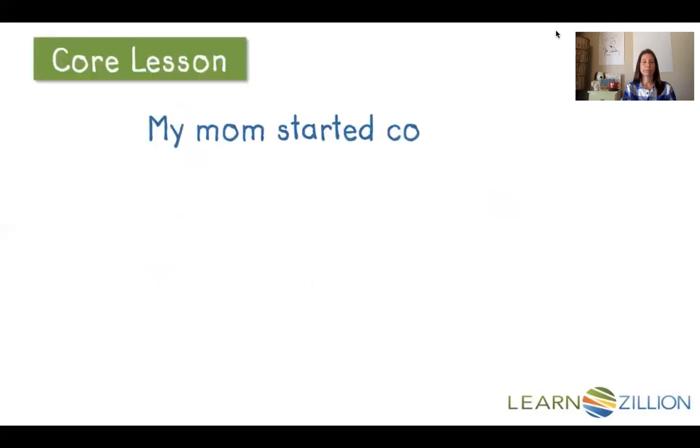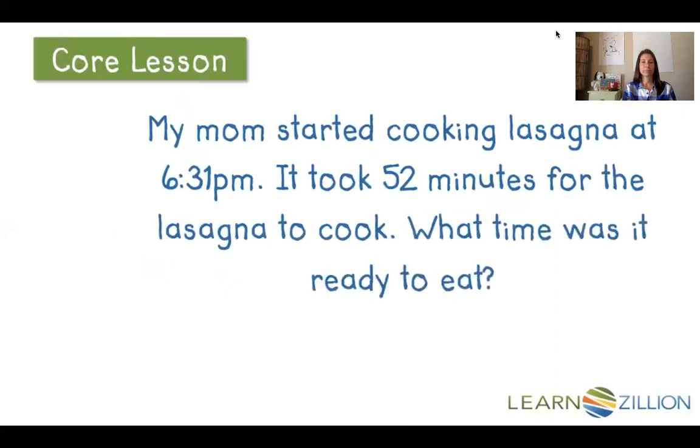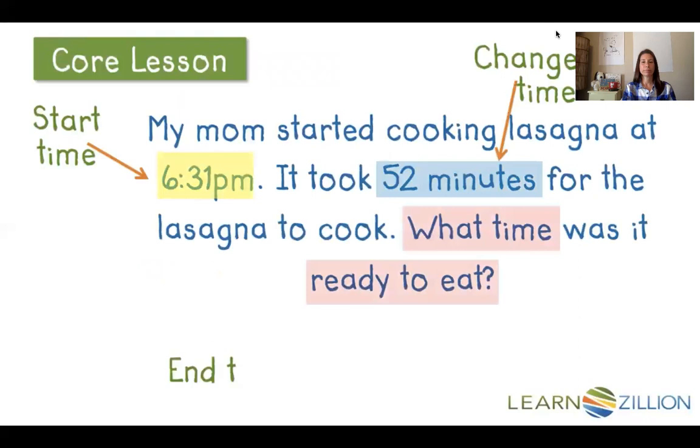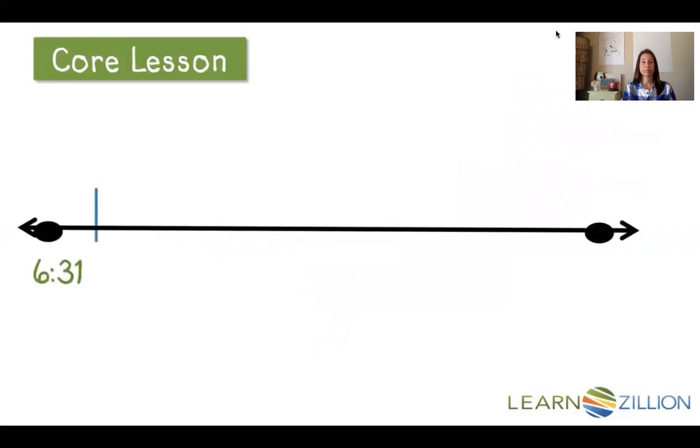Let's look at a problem. My mom started cooking lasagna at 6:31 p.m. and it took her 52 minutes for the lasagna to cook. What time was it ready to eat? Just like all elapsed time word problems, I'm going to identify the start time, the change of time, and the end time, which is the unknown in this word problem. So I'm going to use a number line to solve this. I know that the lasagna went in at 6:31 p.m.